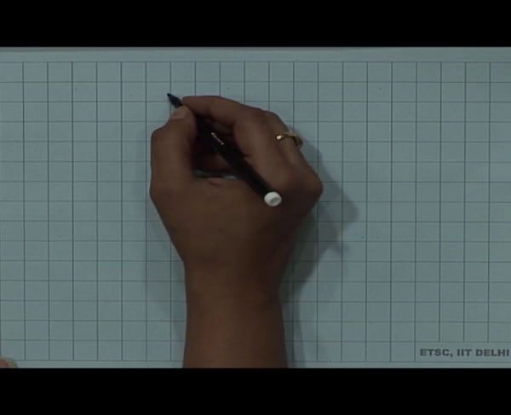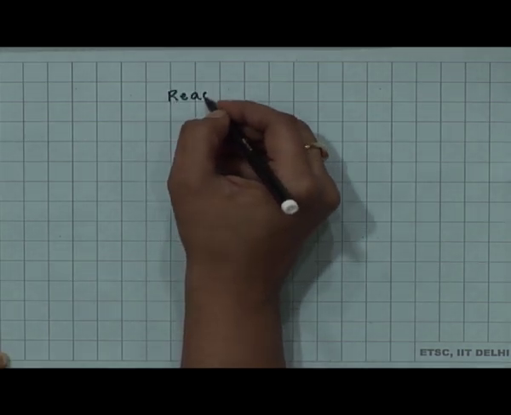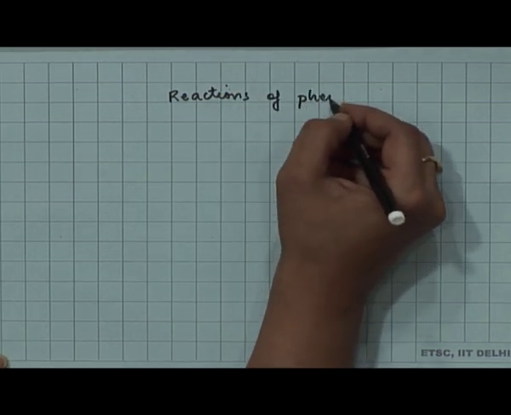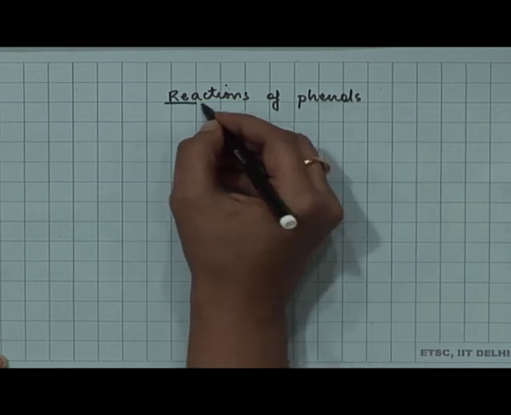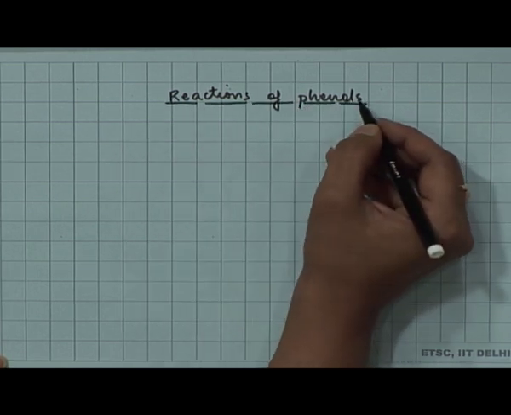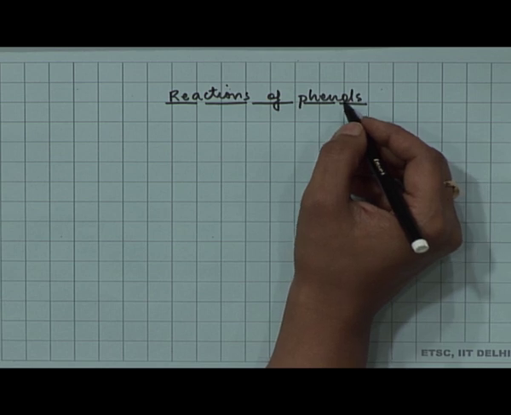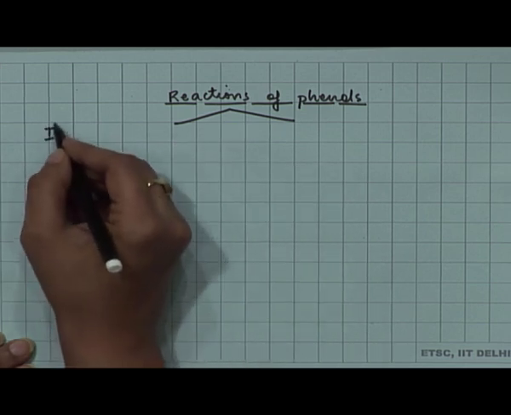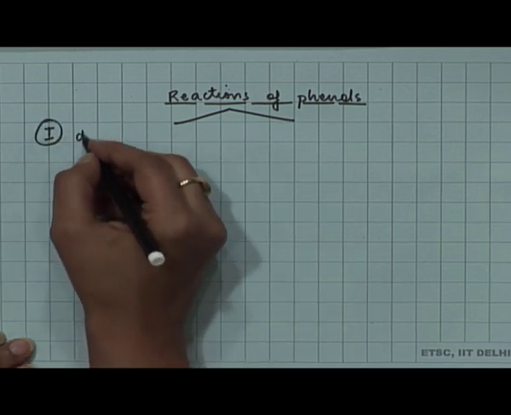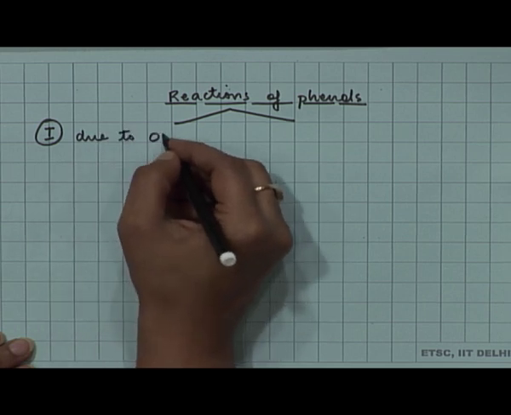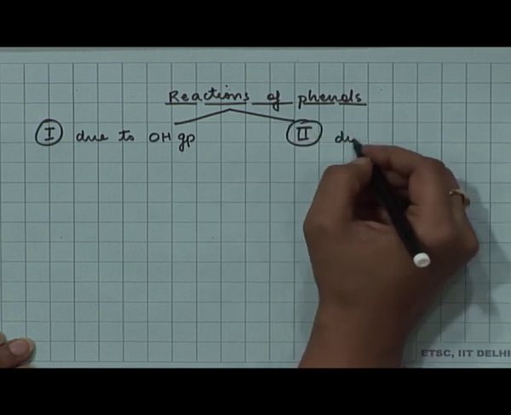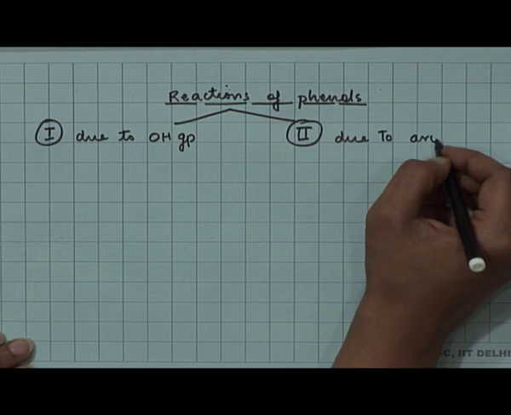Let us now look into some of the reactions which they undergo, and at the same time let us compare them with what we have learned earlier with respect to the alcohol. So, I am going to divide the reactions into two categories. One, as we did for the alcohols earlier, is due to the OH group, and the other in this case is going to be due to the aryl nucleus.